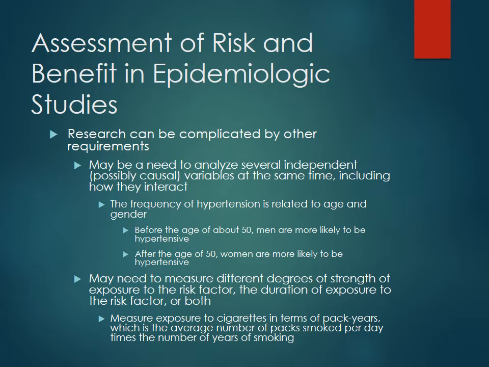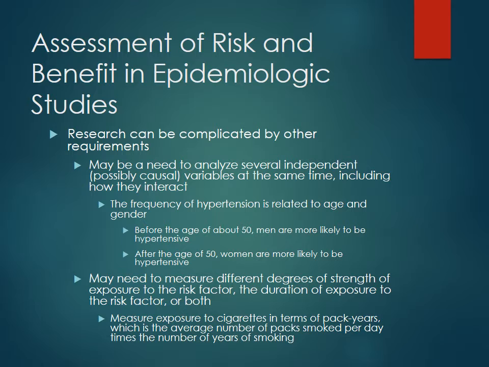So research can be complicated by other requirements, right? You may need to analyze several independent, possibly causal variables at the same time, including how they interact with one another. We've mentioned these already, but looking at the frequency of hypertension as being related to both age and gender, we see that you can have lots of interacting factors here. There may be some synergism. There may be other variable interactions occurring here. So for instance, before the age of 50, men are more likely to be hypertensive, but after the age of 50, women tend to be more likely to be hypertensive, right?